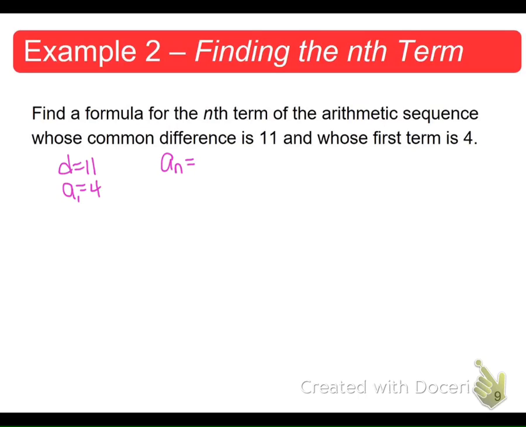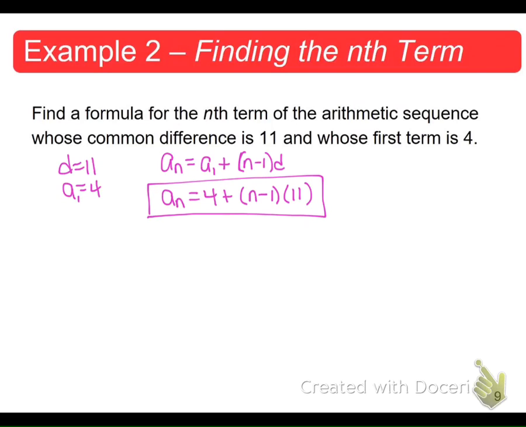So if I'm looking for the nth term, I know my general formula is a sub n equals a sub 1 plus n minus 1 times the difference. Well, we don't know what n is because it's the nth term, so you're going to leave n as n. So we have a sub n is equal to, now we know the first term is 4, so I'm going to replace it, plus, again, we don't know n, so leave it as n, minus 1 times your common difference, you know, is 11. Now, I'm fine with you leaving it like that.